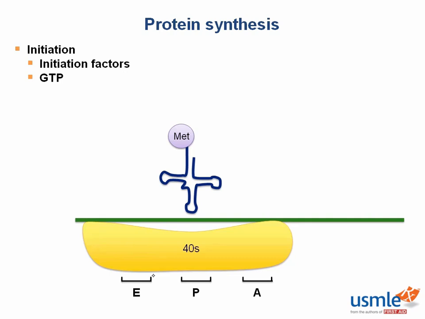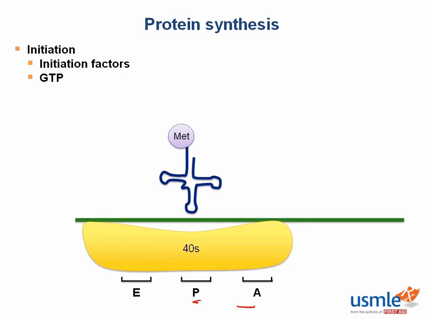There are 3 different sites in the ribosome. The A site is where all aminoacyl tRNAs, or tRNAs that have amino acids on them, will first come. The only exception is for this first one for the start codon, which starts at the P site. Proteins called initiation factors are needed to put these 3 things together, and they use GTP as an energy source.